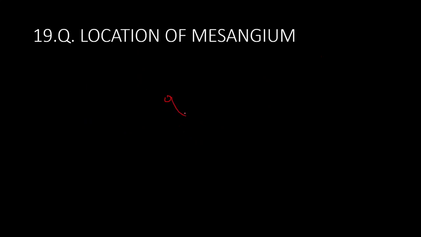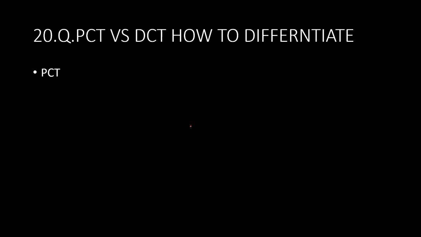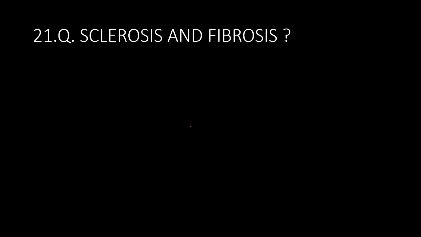And what is mesangium? Mesangium is usually located between the capillary loops. These kinds of basic questions also you might encounter. Mesangium, they might ask you to locate in the microscope, so be prepared for it. PCT and DCT, what are the cellular structures by which you can differentiate? For example, you are seeing the tubules, they might ask whether it is PCT or DCT, how to differentiate. Sclerosis and fibrosis, what is the difference? What is the collagen type? Which stain is used to differentiate?